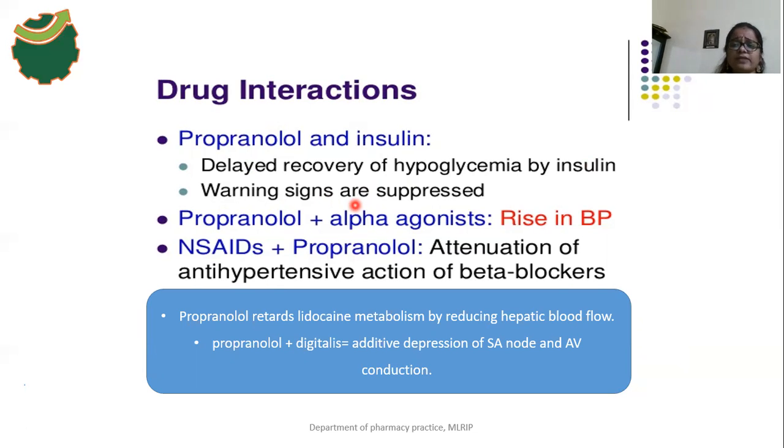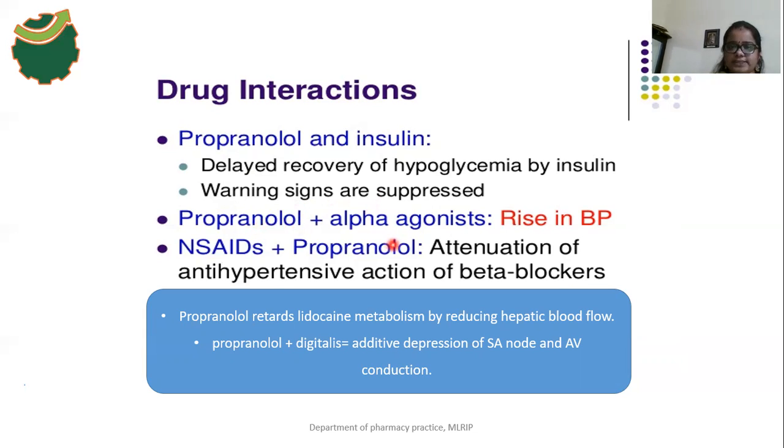When a person is suffering from hypoglycemia, some sympathetic stimulation occurs, and some signs also occur. So what are those sympathetic stimulation signs? Tachycardia and tremors. Those tachycardia and tremors will be blocked by propranolol. So that's why the warning signs are also suppressed. Okay, so what is the second interaction?